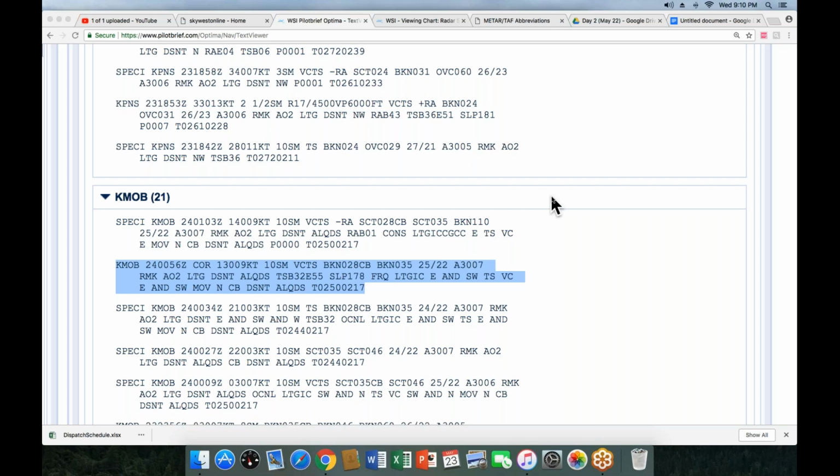Frequent lightning in clouds east and southwest. Thunderstorms in the vicinity of the airport east and southwest, moving north. Cumulonimbus in the distance of all quadrants. The actual temperature is 25, and the actual dew point is 21.7. Oh, sorry, 21.7. You're good.